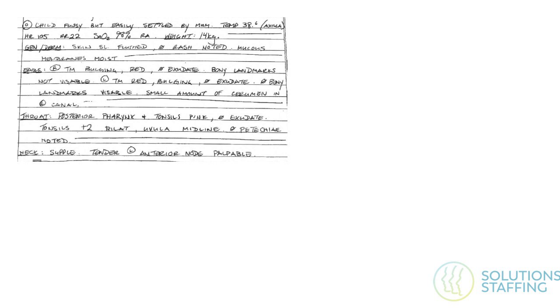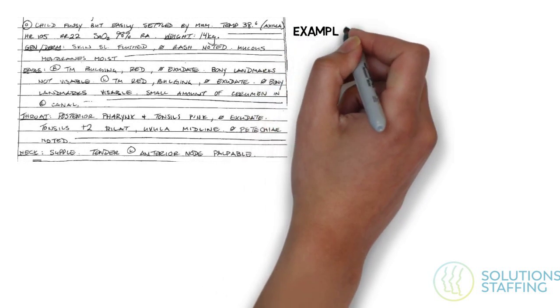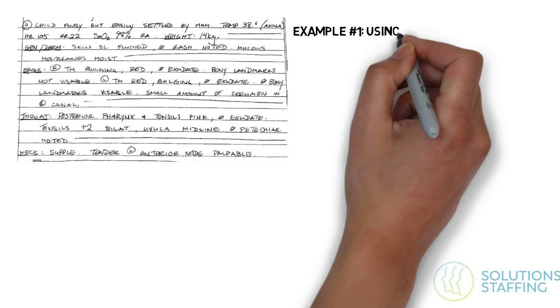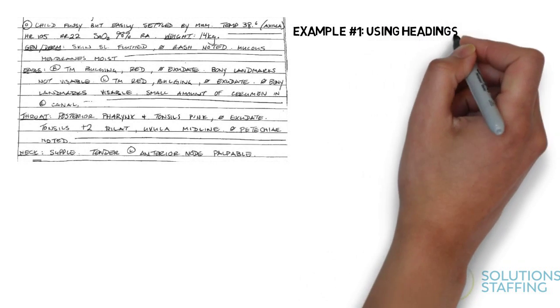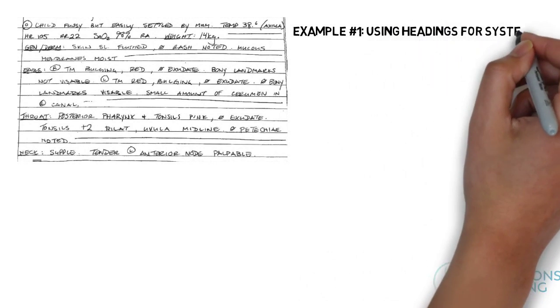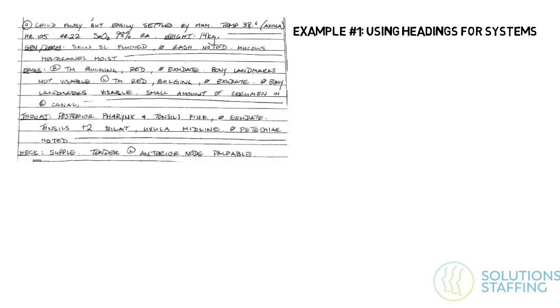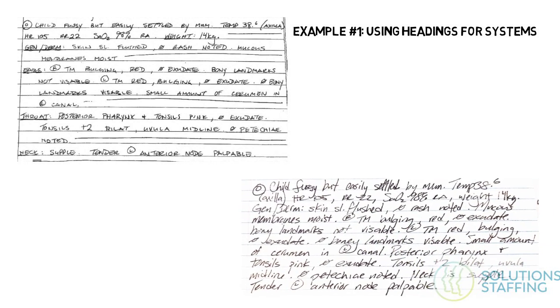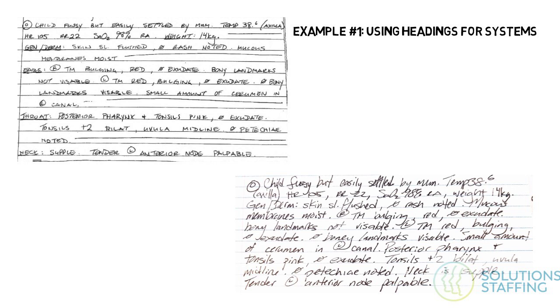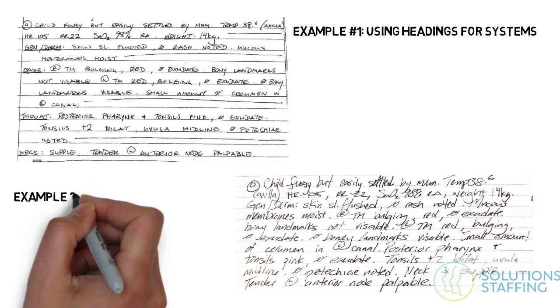Here's an example of a pediatric SOAP note. As you can see from the first example, it's sectioned into headings: easy to read, easy to find information. In the second example, there's no use of headings. Now, I want to be clear, all the information is there in the second example, which is the main thing.